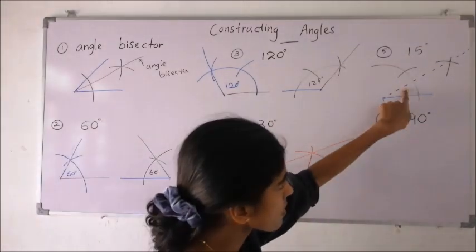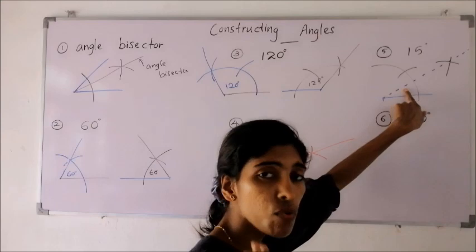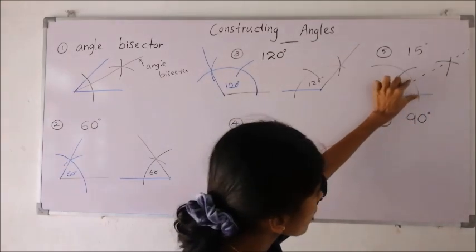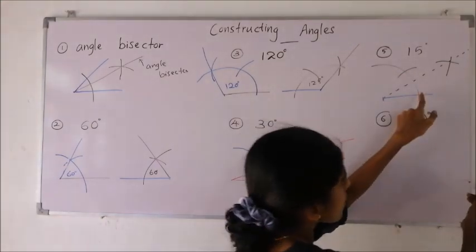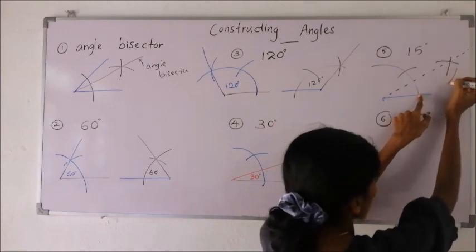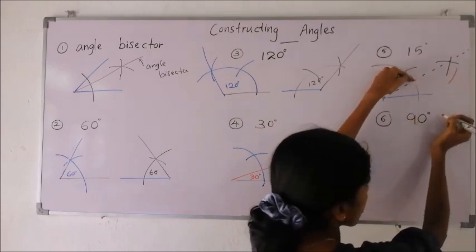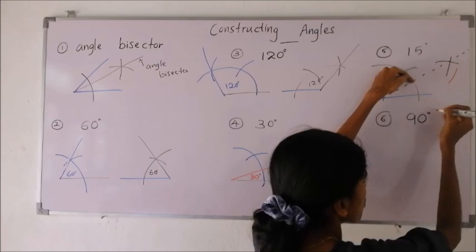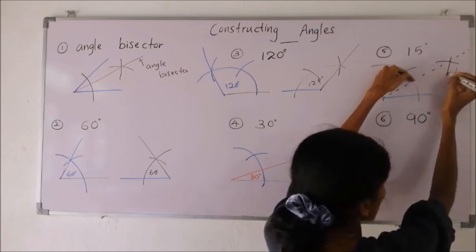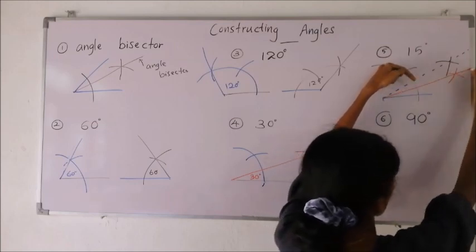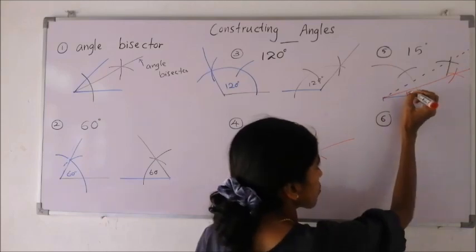Now you know this is 30 degrees. We don't want 30, we want 15 degrees. Angle bisect this. Keep the middle point here. Draw one arc. Go to this point now. This is the angle section we are going to bisect now. Go to this point. Draw another arc. Now by joining these two, we get 15 degrees.